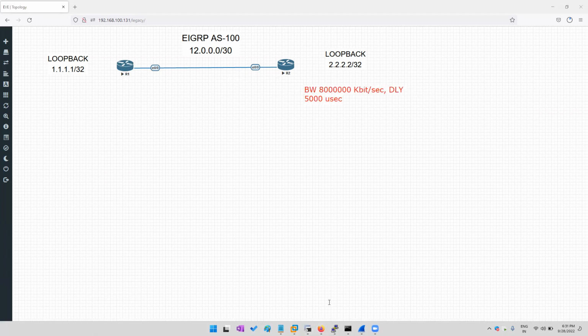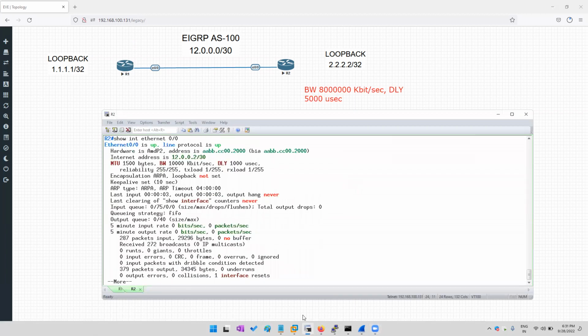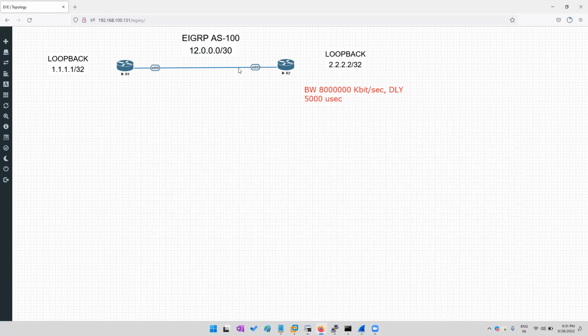R2 interface bandwidth and delay: how to verify? Show interface E0/0. So this one is the bandwidth and delay. Copy this one. This is the bandwidth and delay for R2. R1 has the same interface, so same, paste the bandwidth and delay.